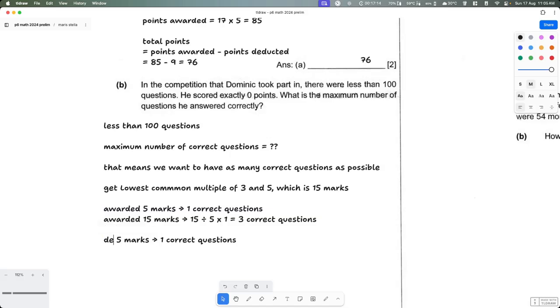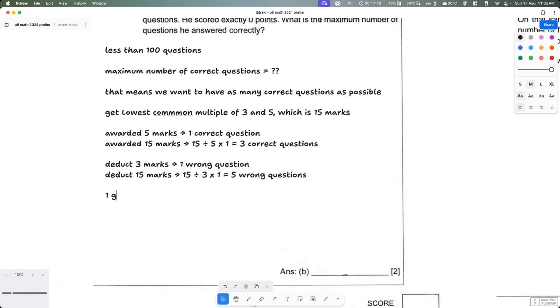Okay, so deduct 3 marks is equal to 1 wrong question. Okay, then deduct 15 marks is equal to 15 divided by 3 times 1, equal to 5 wrong questions. Okay, so one group is equal to 3 plus 5, which is equal to 8 total questions.